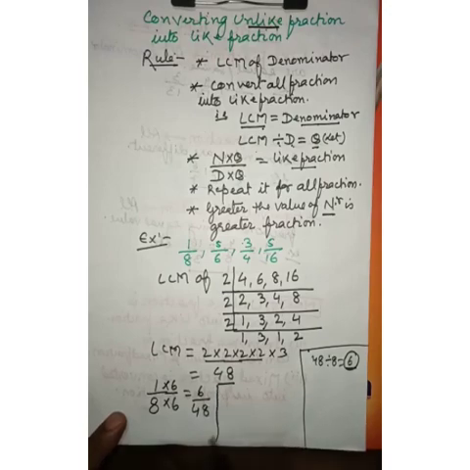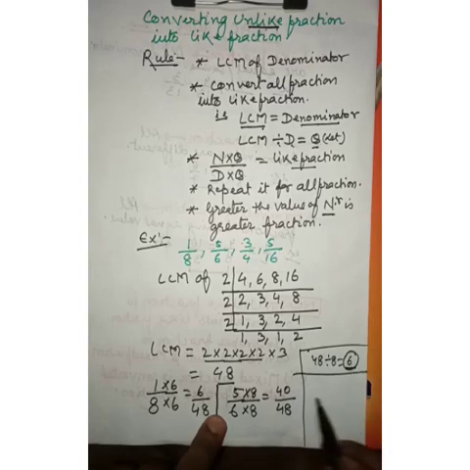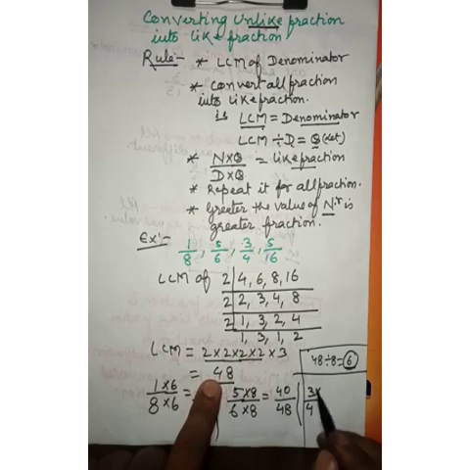Okay student, now see the second fraction, 5 by 6. Again we have to divide 48 by 6, you will get 8 as quotient, so multiply numerator and denominator by 8, so you will get 40 upon 48. Okay student, now see the third fraction, 3 by 4. Divide 48 by 4, you will get 12. Multiply numerator and denominator by 12, you will get 36 upon 48.